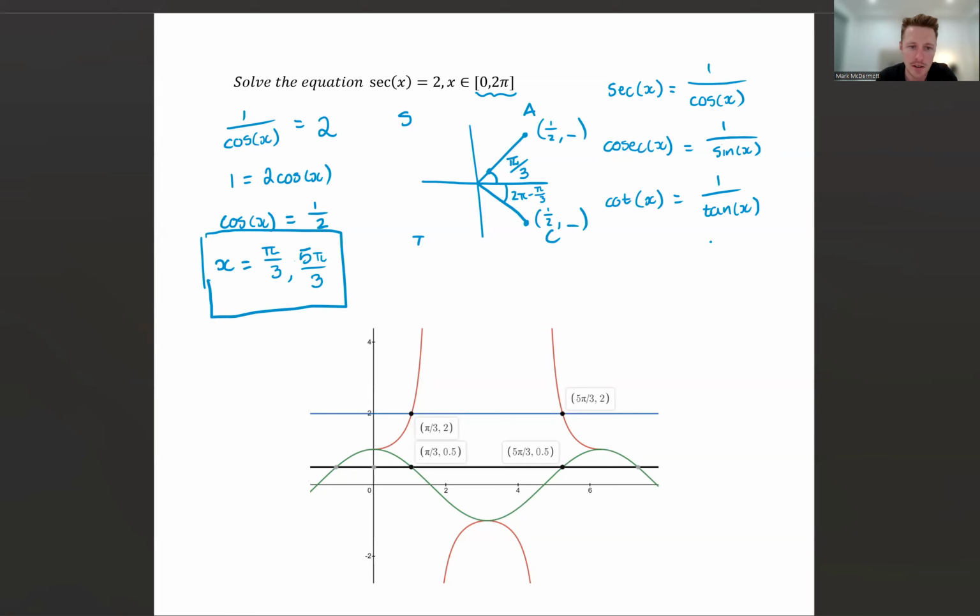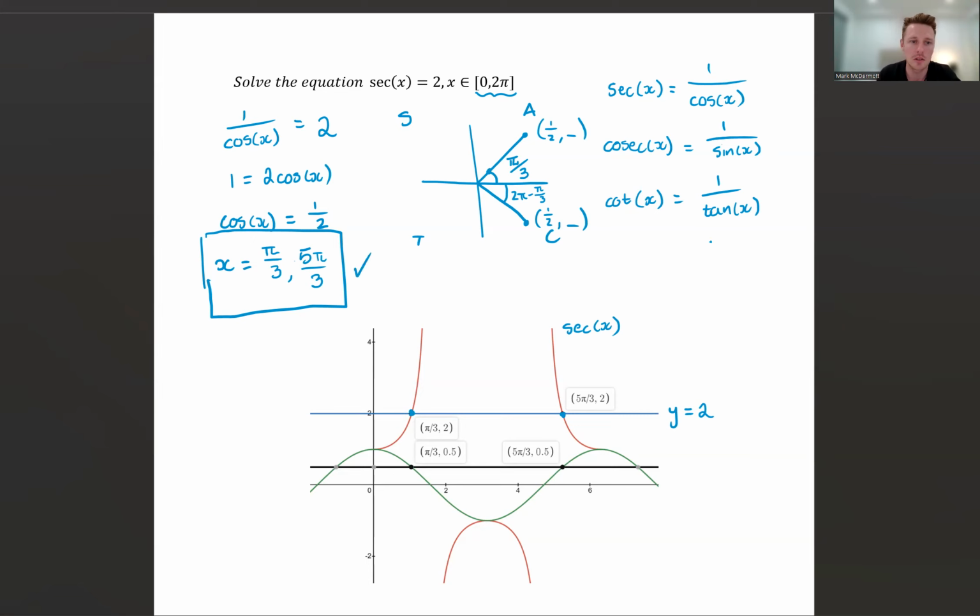And if we come down here and have a look at these graphs, we can see this red line is actually the secant of x. Okay, and rather I drew that in the wrong spot, this red line. So this secant here is secant of x, and this blue line is the line y equals 2. So where do they intersect? Well, they intersect at pi on 3 and at 5 pi on 3, which is what we said up here.